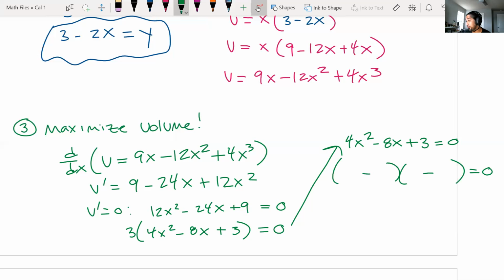And what are some good factors of 4? 2 and 2. Let's go 2x, 2x. What are some factors of 3? 1 and 3. Let's see if that works. That's 4x squared. That's negative 6 minus 2, that's negative 8. That's positive 3. Set them equal to 0, and you get x equals 1/2 and x equals 3/2.